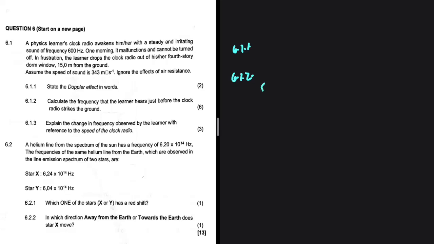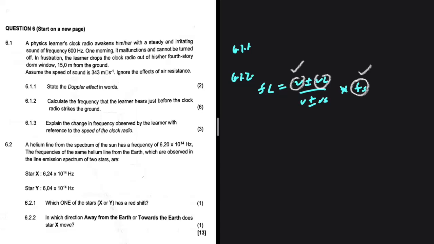So the frequency observed by the listener will be equal to V plus or minus VL, divided by V plus or minus Vs, multiplied by the frequency of the source. Frequency of source, we have 600, so there is no problem there whatsoever. And then V, the speed of sound in air, is given to us: 343 meters per second. The velocity of the listener is stationary. The listener is in her room, so we have that it is equal to 0.